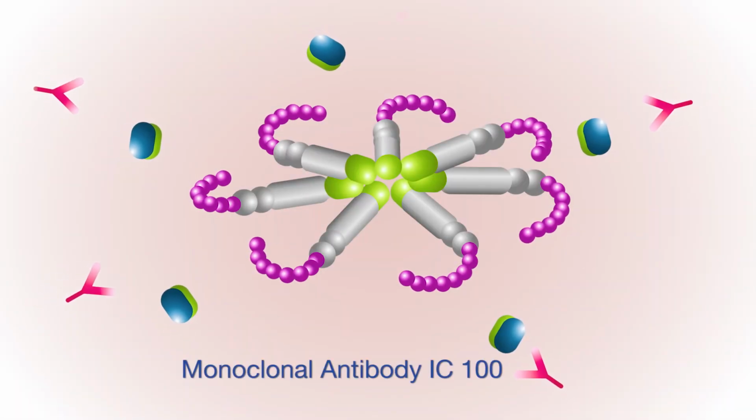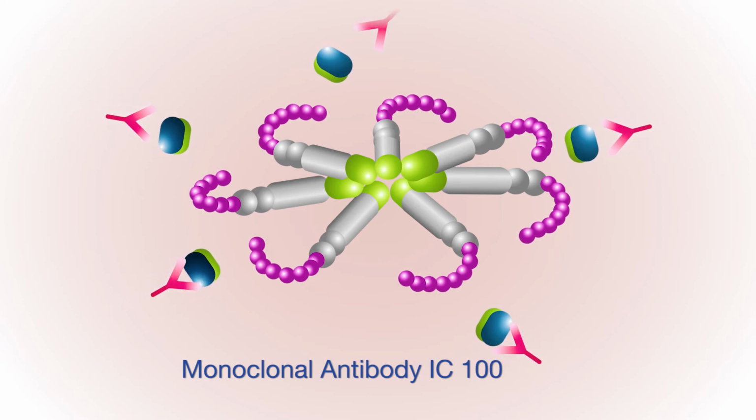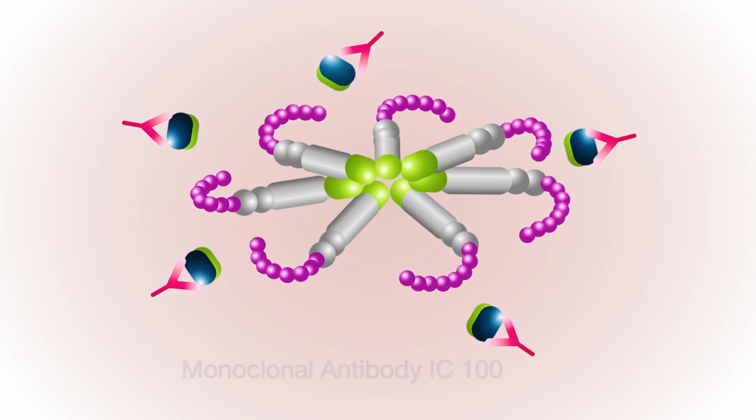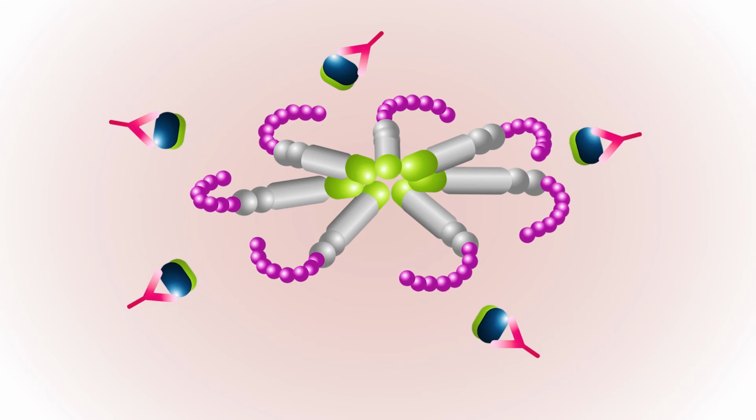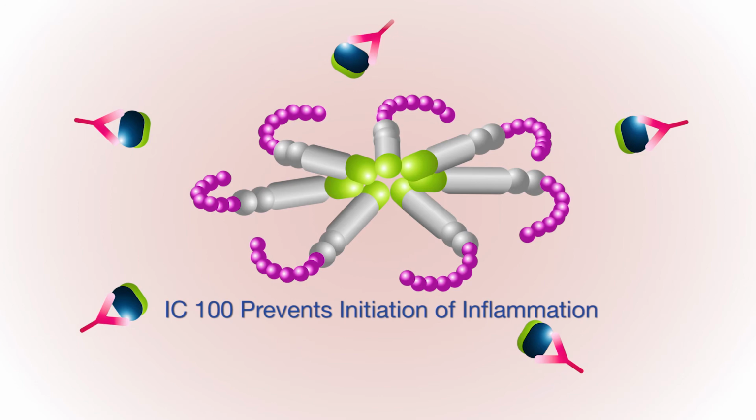IC100, a monoclonal antibody, is a promising approach to treating inflammatory disorders. IC100 uniquely binds to ASC proteins and inhibits ASC recruitment by activated NLRP3, thereby preventing initiation of inflammation.